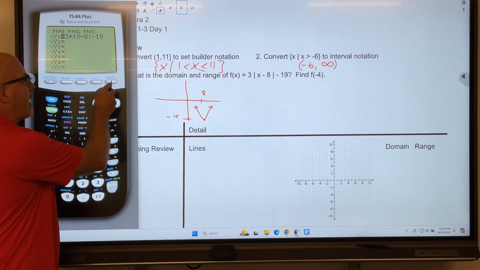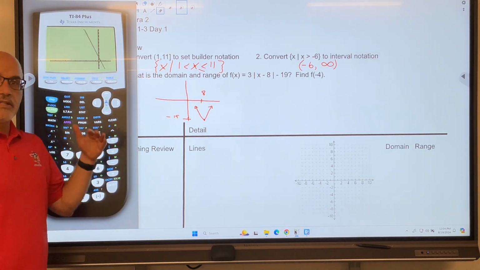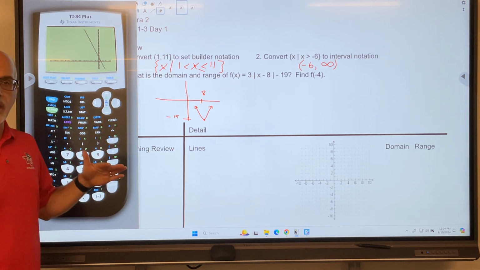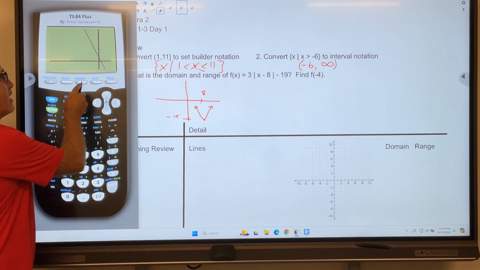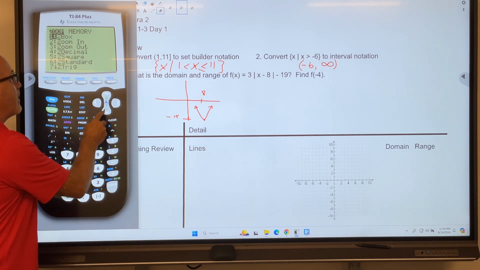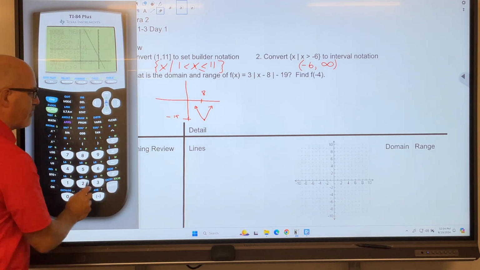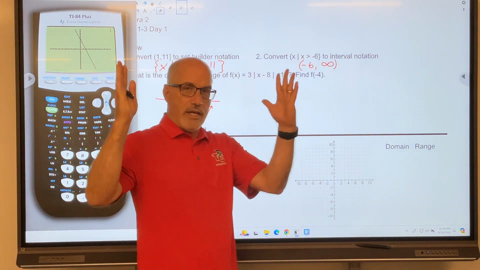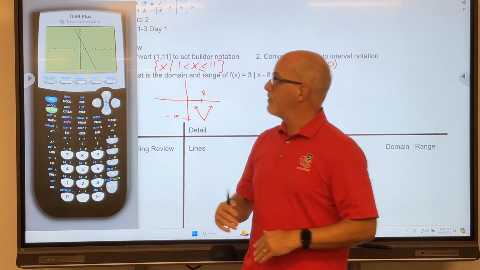Now if you hit graph for this, what happens is, it looks like we made some changes to our window on the graph before, so we want to get a standard look for our window. You hit zoom, and you go down to standard. That will give you that standard -10 to 10 graph window where x goes from -10 to 10 and y from -10 to 10.